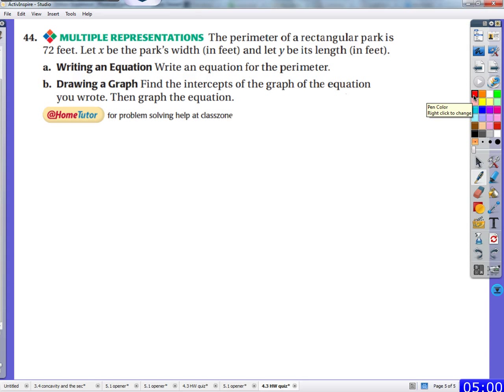Okay, so the perimeter of a rectangular park. As soon as you start hearing shapes, it's helpful to draw those shapes. Rectangular park, 72 feet. Let x be the park's width and y be the length. So you call this the width, and we can call this the length.